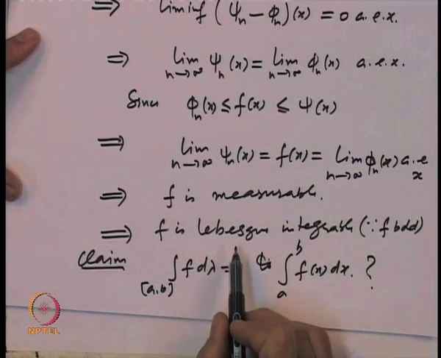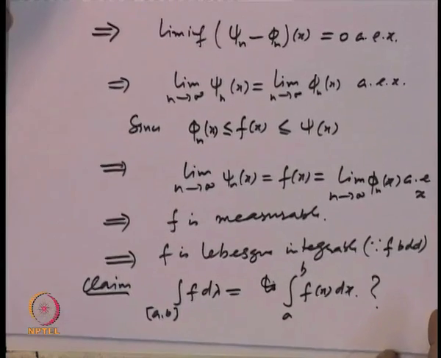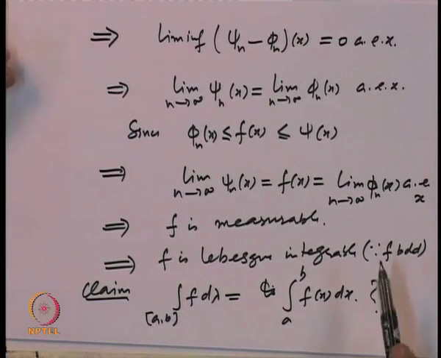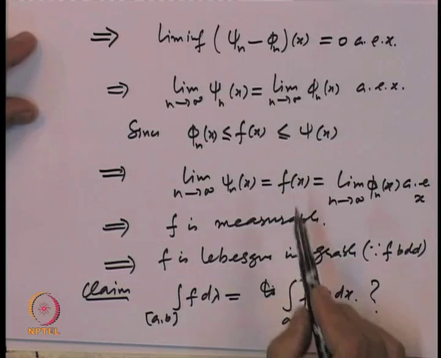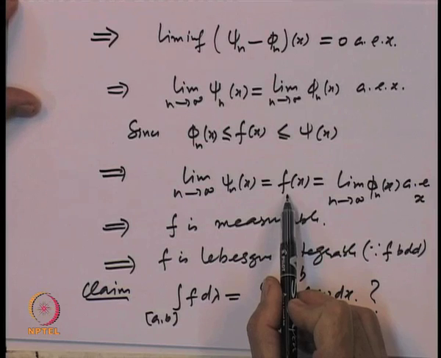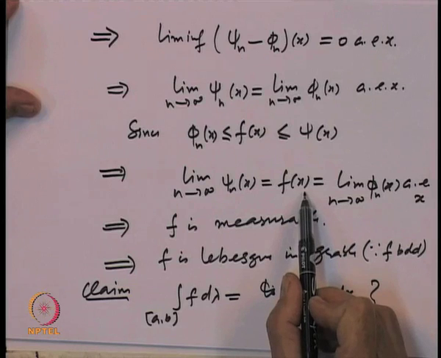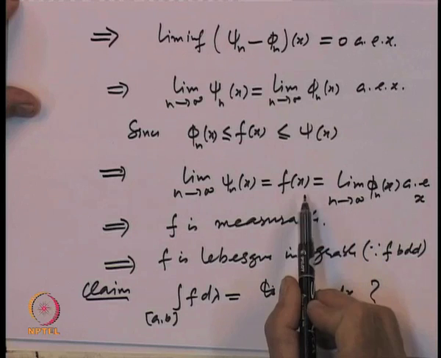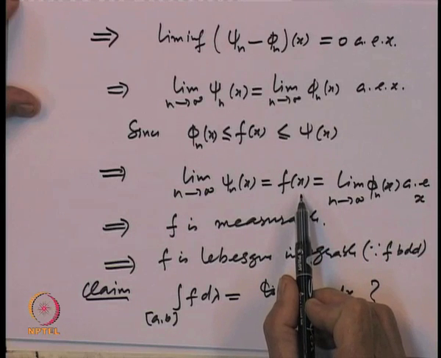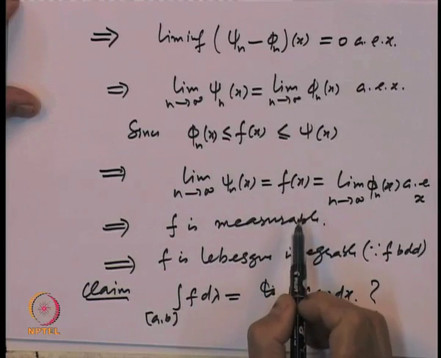So, what we have shown till now is that f is Lebesgue integrable. So, this integral exists. And now, let us observe one thing. Not only is f Lebesgue integrable, it is a limit of a sequence of functions. The sequence phi n is converging to f of x, and psi n's are decreasing to f of x. So, whichever fact we require, you can use.